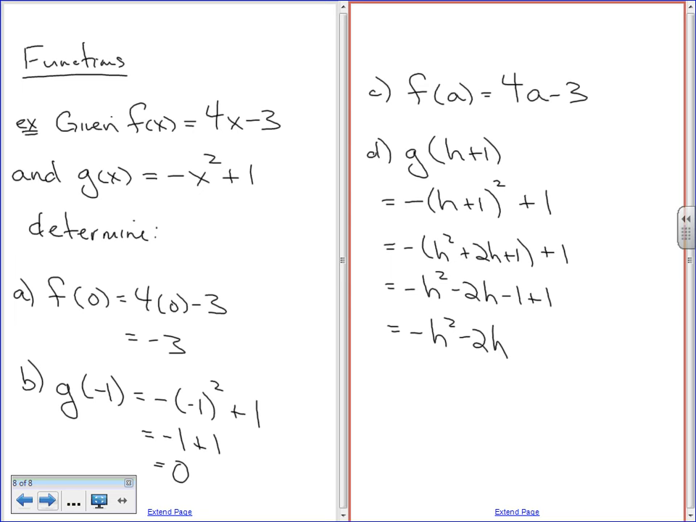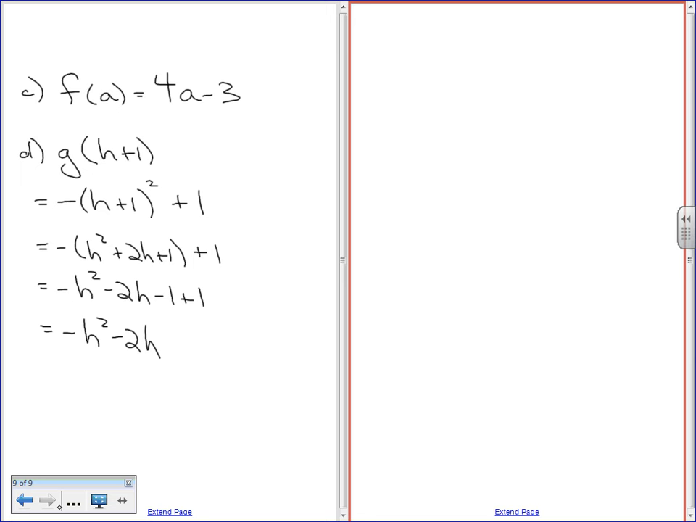We'll get that as this. Any questions? Okay. Let's try simplifying an expression. Okay? So a rational expression, I should say.